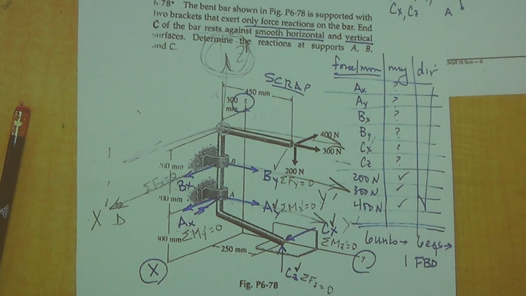So here's the bent bar, although there's not a vertical surface for it to lean on. It's a little rusty now.